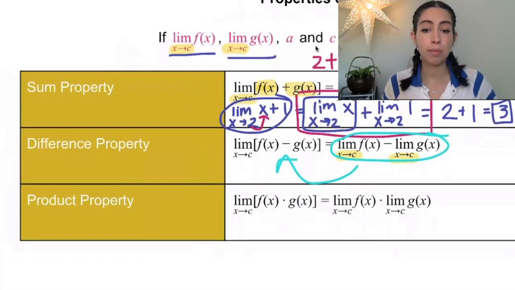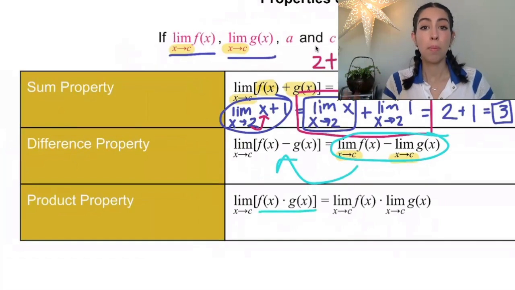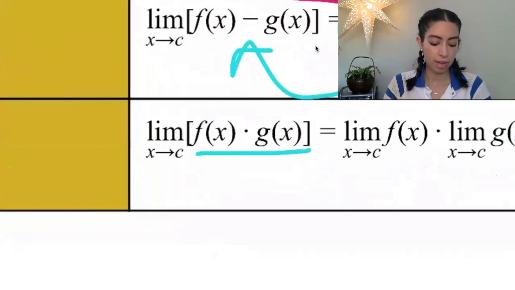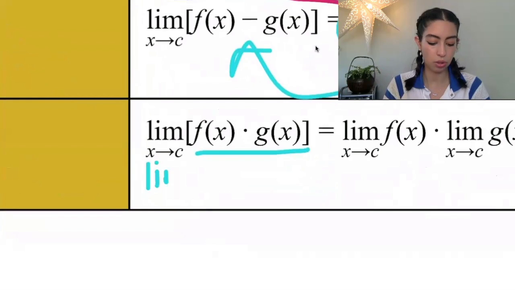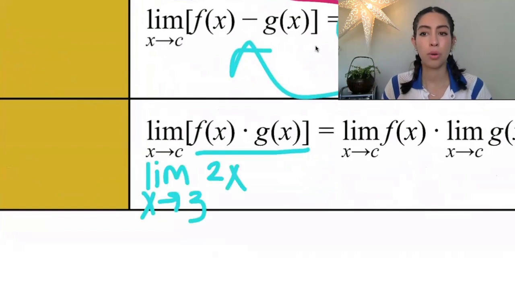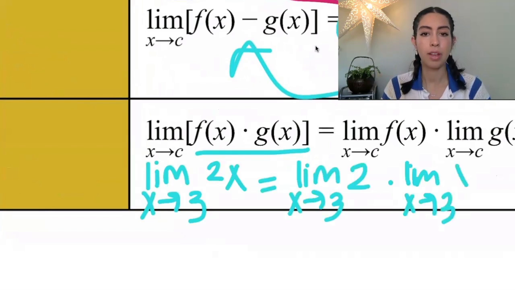We know that product means multiplication. So if you have two functions that are being multiplied, then you can break them apart and just multiply their parts. We will do an example here. If we have the limit as x goes to 3 of 2x, so this is really 2 times x, I could break it down and say the limit as x goes to 3 of 2 times the limit as x goes to 3 of x.